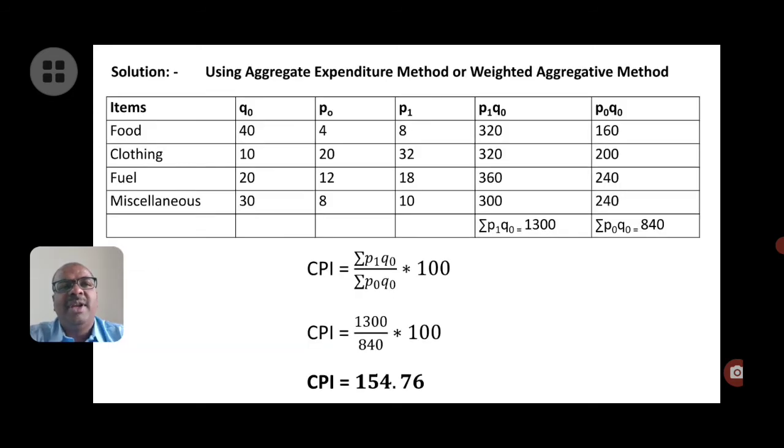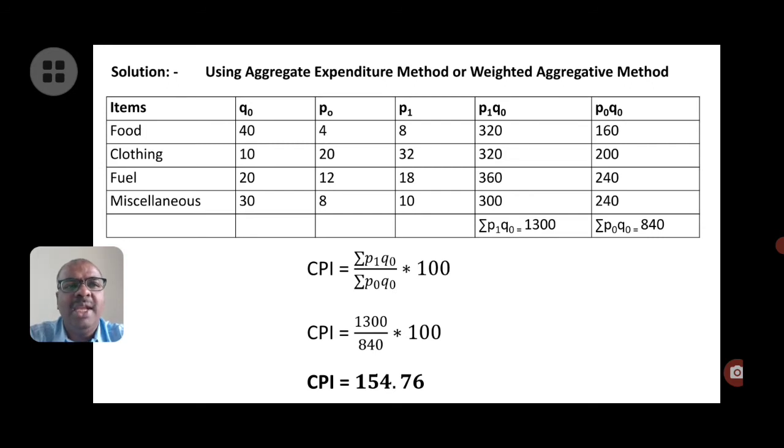So the formula for aggregative price index using the aggregative expenditure method is CPI is equal to sigma P1 Q0 divided by sigma P0 Q0 into 100. So accordingly, we have to find out what is P1 Q0 and P0 Q0. P1 Q0 is nothing but price of the current year multiplied with quantities of the base year.